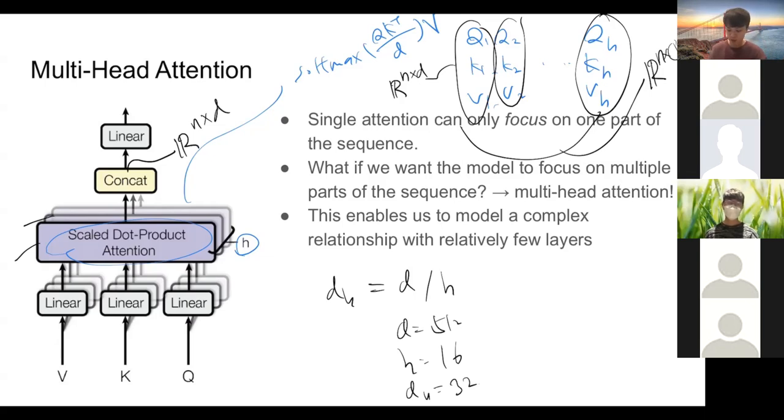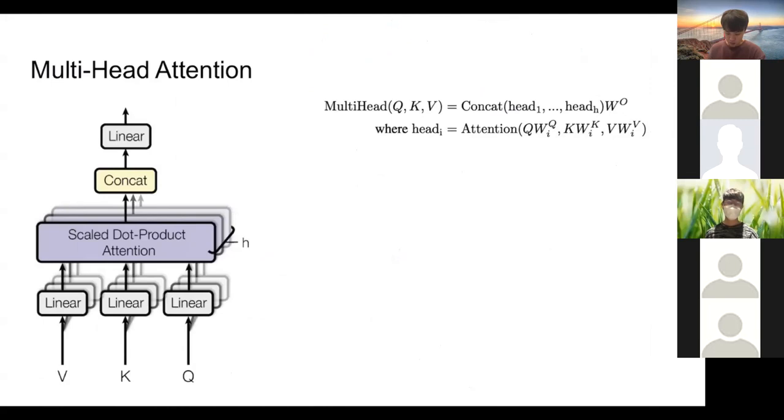And this enables us to model complex relationships with relatively few layers. That's the biggest benefit. So more concretely, when you want to compute multi-head attention between QKV, well, actually here, the QKV are all the same matrix, in fact. It was a bit confusing whether you define Q to be the matrix after you apply these W's or before the W's. In the paper, they use QKV before applying these W's, and then you apply the W's and these all become different.